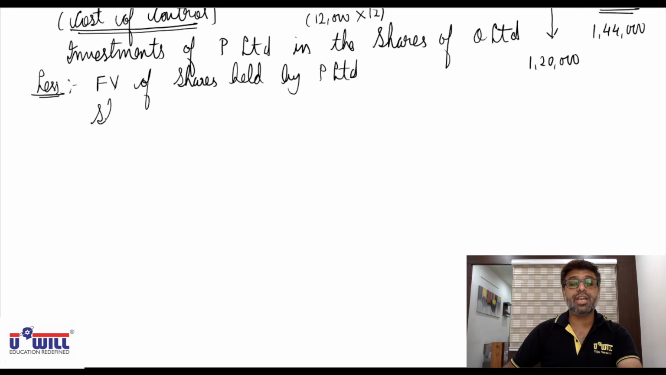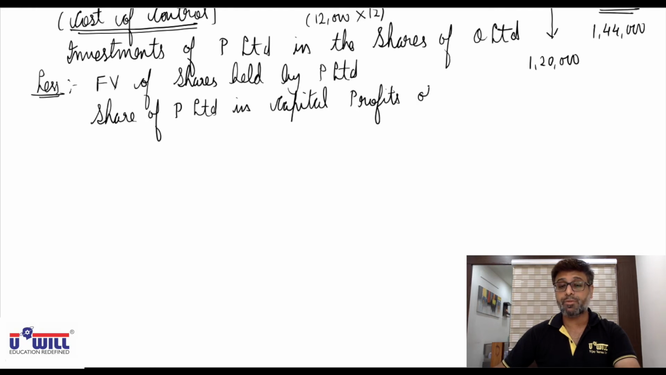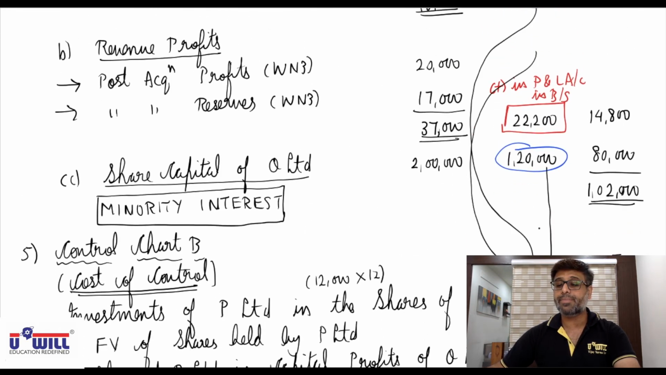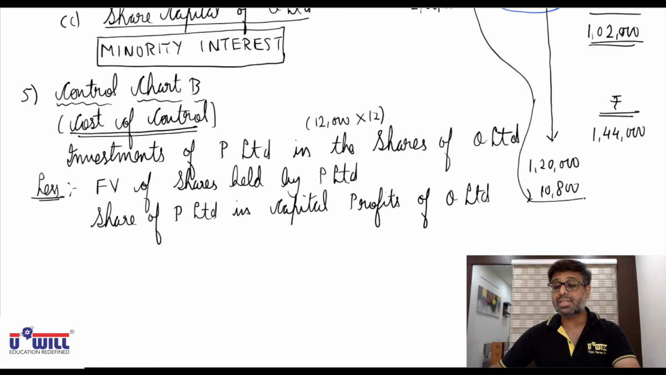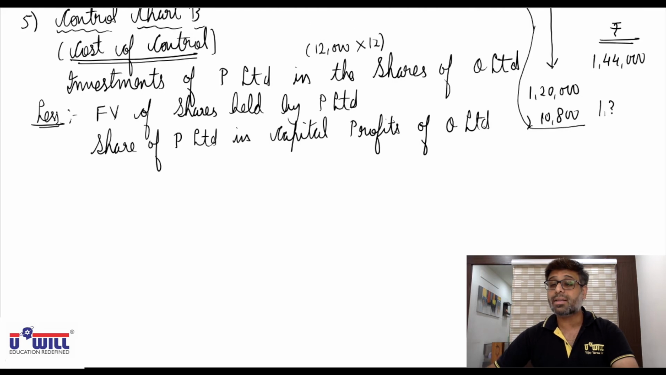And then share of P Limited in capital profits of Q Limited. Okay, share of P Limited in capital profits of Q Limited. That is this first amount we have to minus here, 10,800. So 10,800 further we will minus. Okay, first and third amount of control chart A of H Limited column will get subtracted in the next working. So 1,30,800 we will minus. We'll get goodwill 1,44,000 minus 1,30,800. That comes to 13,200. That is the amount of goodwill.